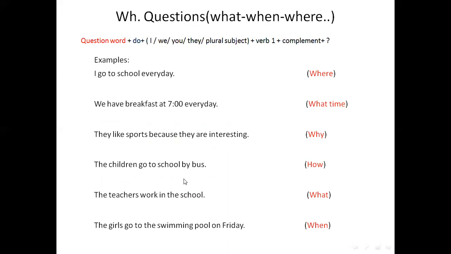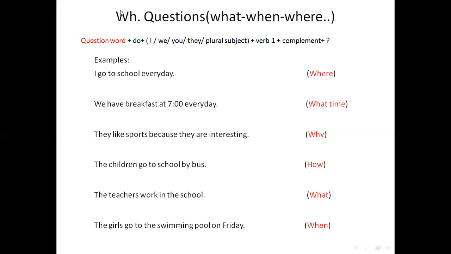Now, how to make a WH question. A WH question is a question asking for information: for time, for place, for a thing, for a man, for a woman. It doesn't only ask for yes or no, like a yes/no question. It is asking for information.